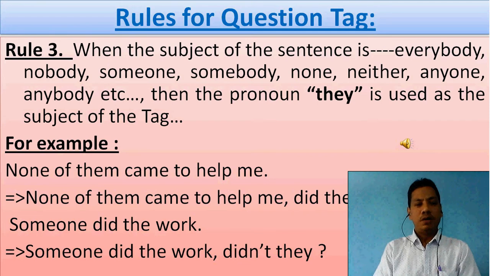Rule number 3. When the subject of the sentence is everybody, nobody, someone, somebody, none, neither, anyone, anybody, etc., then the pronoun they is used as the subject of the tag. For example, none of them came to help me, did they? Someone did the work, didn't they?